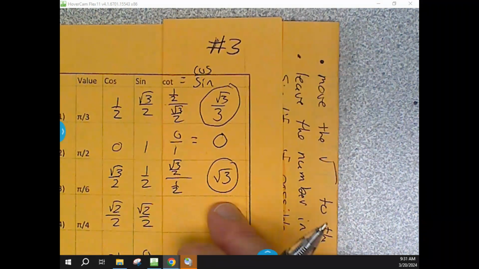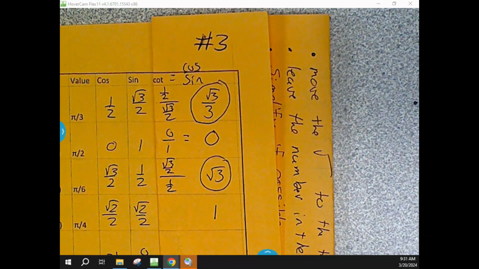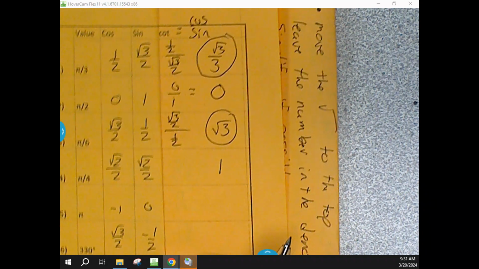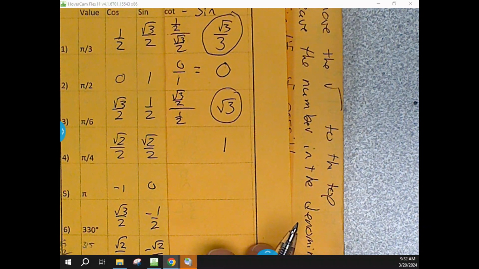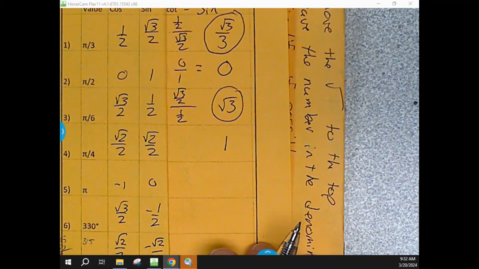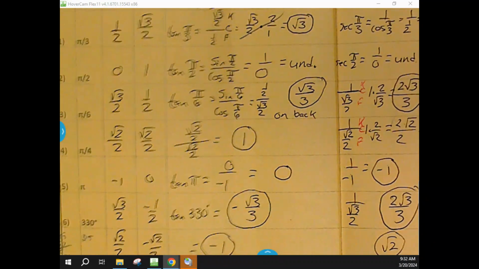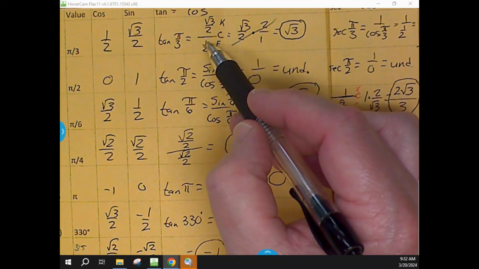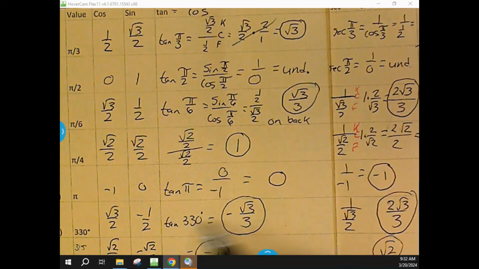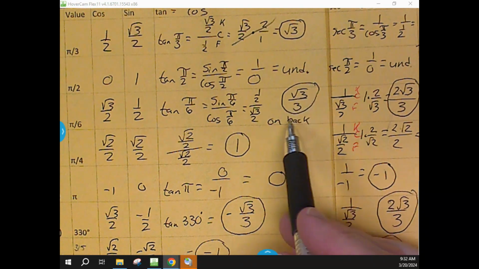Okay. So on number 4, what happens when you put the same thing over itself? Cancels out. Answer's 1. There you go. For tangent, it's sine over cosine? Yep. And then for cotangent, it's cosine over sine. Yep. Okay, so every answer that's on here for cotangent, you've already got it listed for tangent, because you're just going to flip it upside down. So instead of having square root of 3 over 2 over 1/2, you would have 1/2 over square root of 3 over 2. But we already worked that out. We know the answer is square root of 3 over 3.